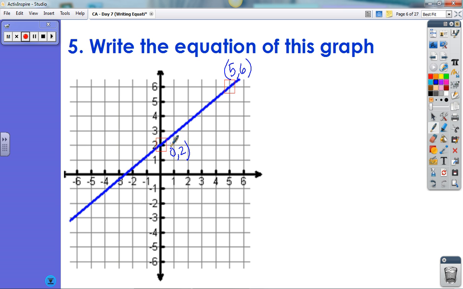Now I could plug these in to find my slope. So I'm going to do that, and then I'll show you another way to do it as well. Remember, I'm using y2 minus y1 over x2 minus x1. So I end up with 6 minus 2 is 4 over 5, so my slope is 4/5. Or I could just count from this point up to this point, and I go up 1, 2, 3, 4, and over 1, 2, 3, 4, 5, and that gives me a slope of 4/5. So I end up with a slope of 4/5, and again it should be positive because this line has a positive slope, plus my y-intercept, which I can see from the graph is positive 2.